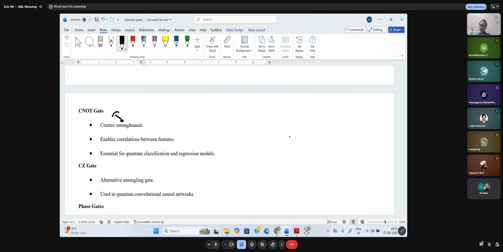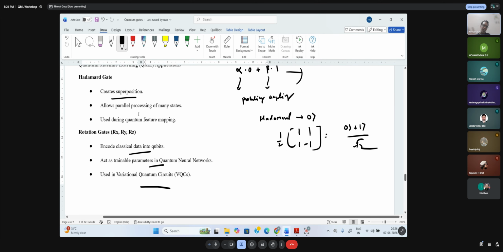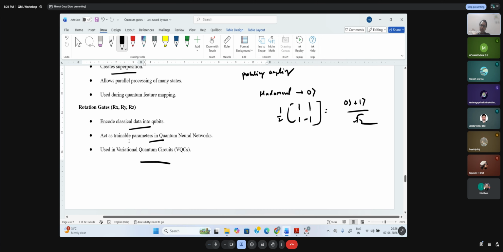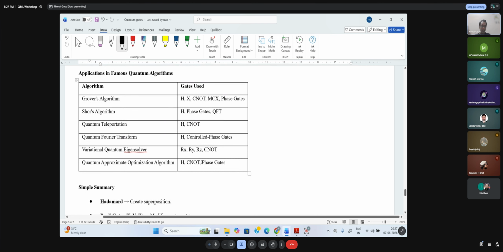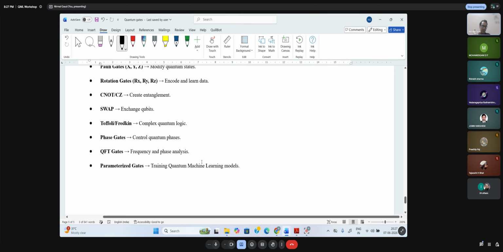C naught creates the relationship between the particles, enables correlation between the features, essential for quantum classification and regression. Okay, I am happy till here. Classification, regression, because I want to attach this concept with machine learning. So classification and regression, all these things will be okay for me. Hadamard I can use for superposition, that will be called quantum, and if required I can use rotations for a quantum neural network. This much I can do. But if you want to go in depth, then there is a list of all the gates. Got it. Another thing, very important.